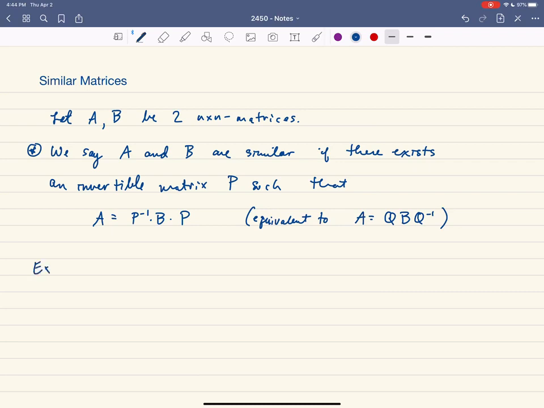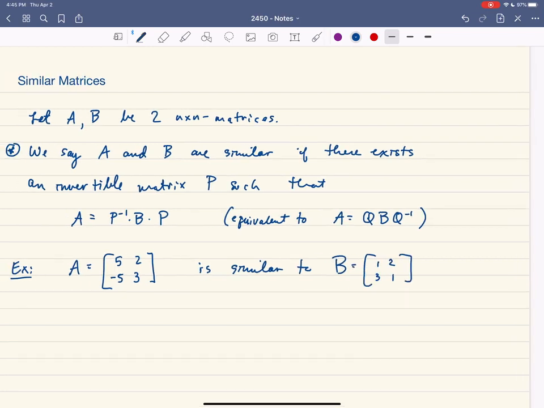Just to compute an actual concrete example here, let's look at the matrix A, which is 5, 2, negative 5, 3. It turns out A is similar to B, where B is the matrix 1, 2, 3, 1. And you can check this. So you can check that the matrix P is given by 1, 0, 2, 1.